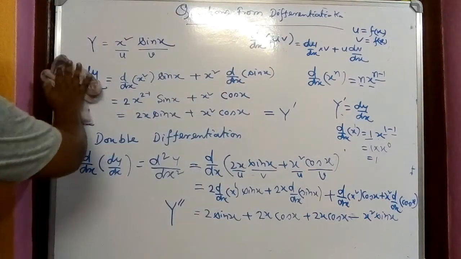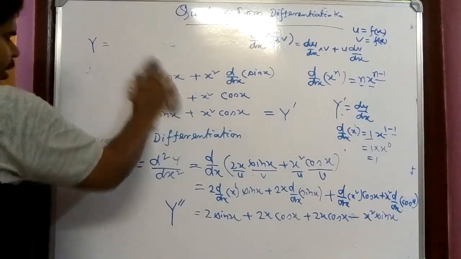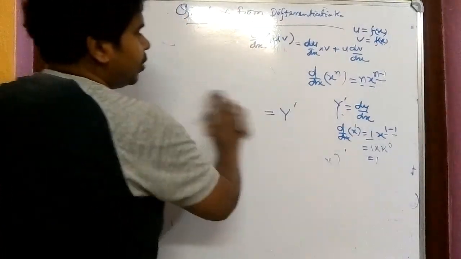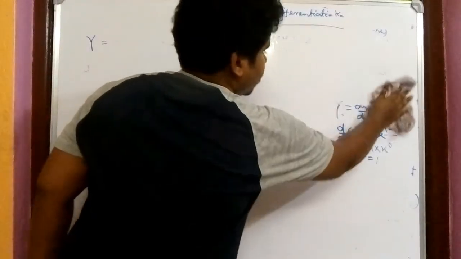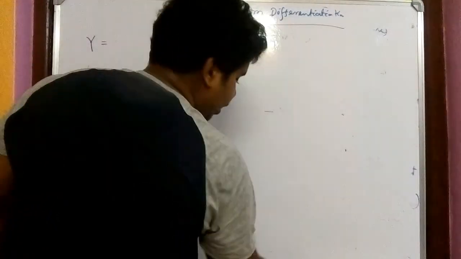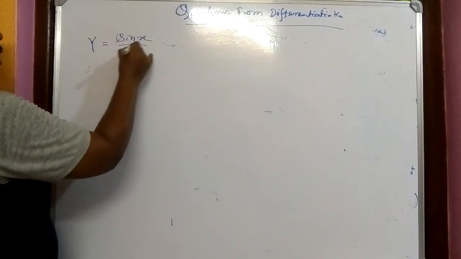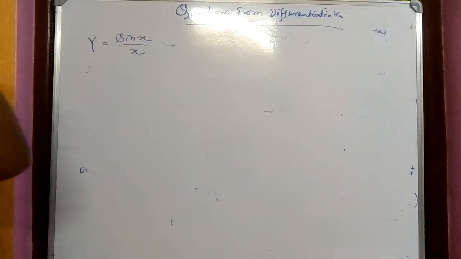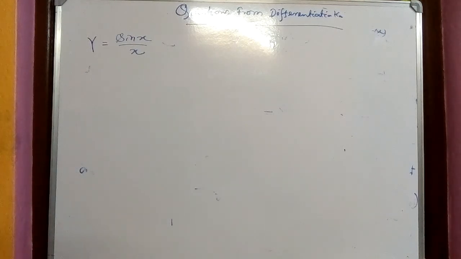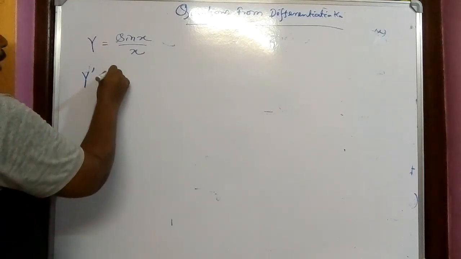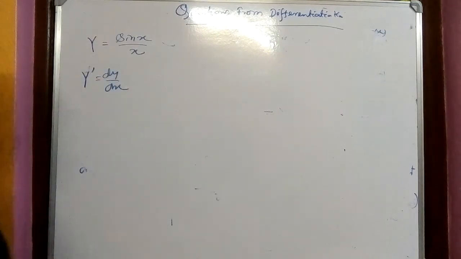Okay, now we'll discuss another question. I think in the previous class I have told this, but maybe you have not noticed, so I will do it again. Just like if a function is given to you, that is sin x by x, how will you differentiate it? Now it is told that you have to find y dash. Y dash means dy/dx, right?